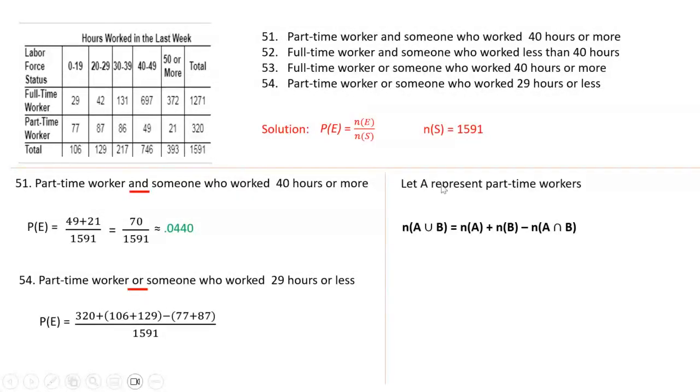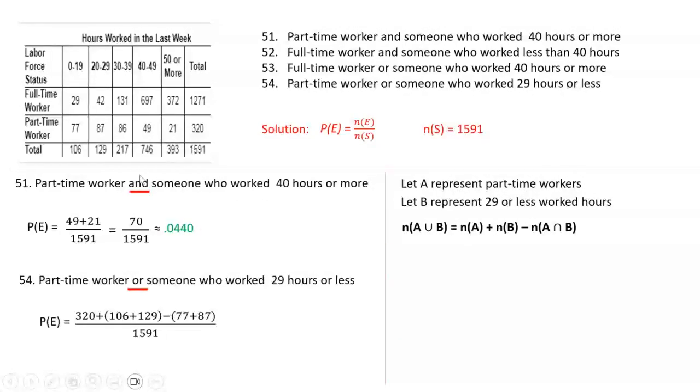Right? Or if we want, we can do it this other way. I think this will be much easier to see. Okay, here we go. Let A represent the part-time workers, and let B represent the ones that work 20 hours or less. Okay, so here we go, right?